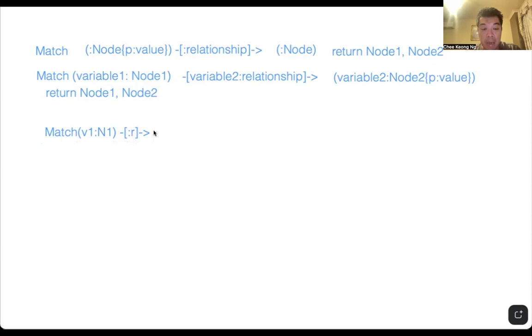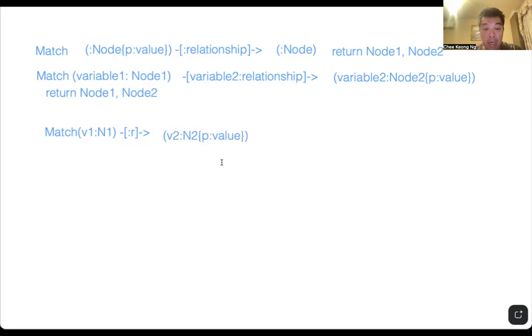Then after that, my second node. The second node will have variable v2, then a colon and the label, and then I'll put in my p and then my value. Okay, values, and then I'll close. All right, so this will be my query.